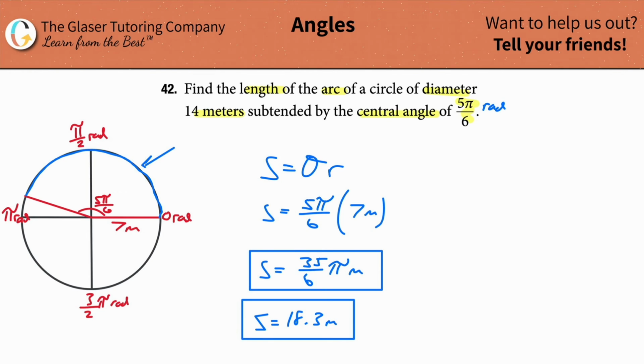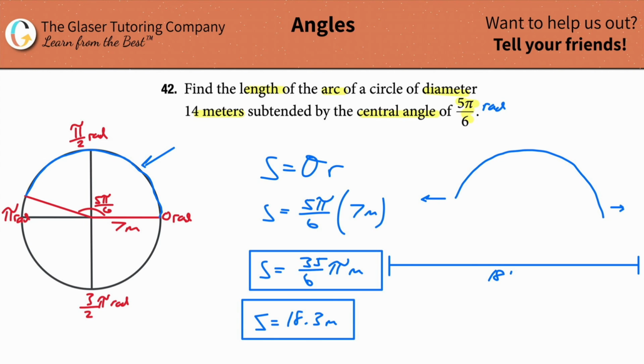Pretend you took a string and you outlined the circle. And then you took that piece of string and flattened it out. You made it straight. So it would be longer than that, right? But it would be this. And then you took a measuring tape of some sort, or you were able to measure it. Guess what it would be? It'd be 18.3 meters. Or exactly, it would be 35 over 6 pi meters. Okay? But that's all it is.